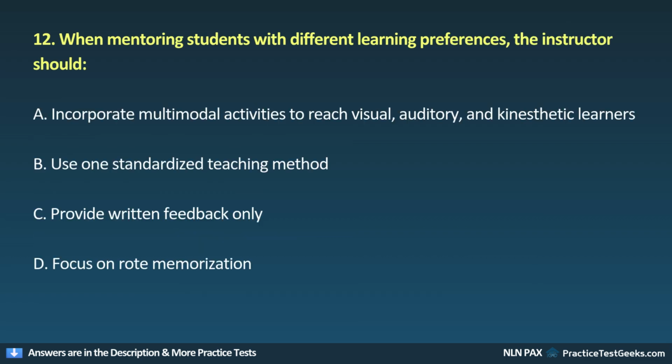12. When mentoring students with different learning preferences, the instructor should A. Incorporate multimodal activities to reach visual, auditory, and kinesthetic learners. B. Use one standardized teaching method. C. Provide written feedback only. D. Focus on rote memorization.